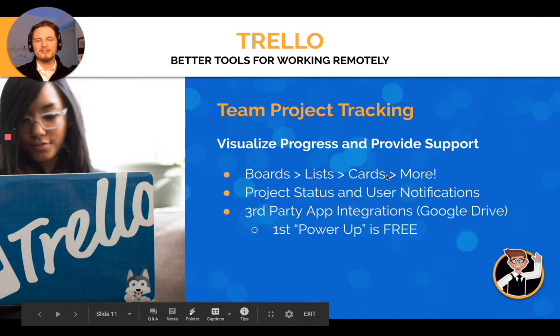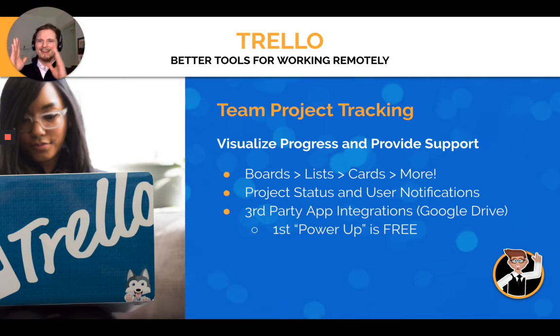So next we get into Trello. This is where we start getting into team project tracking, helping you visualize progress and provide support to your team. The hierarchy of Trello goes: it's a board, and inside the board is a list, and I'm going to show you this, so follow the bouncing ball with me. Board, list, card, and then inside of that card you can do so many things. You can give project status, and user notifications can be triggered inside it, so you can really track the progress of different things, and it integrates with third-party apps.